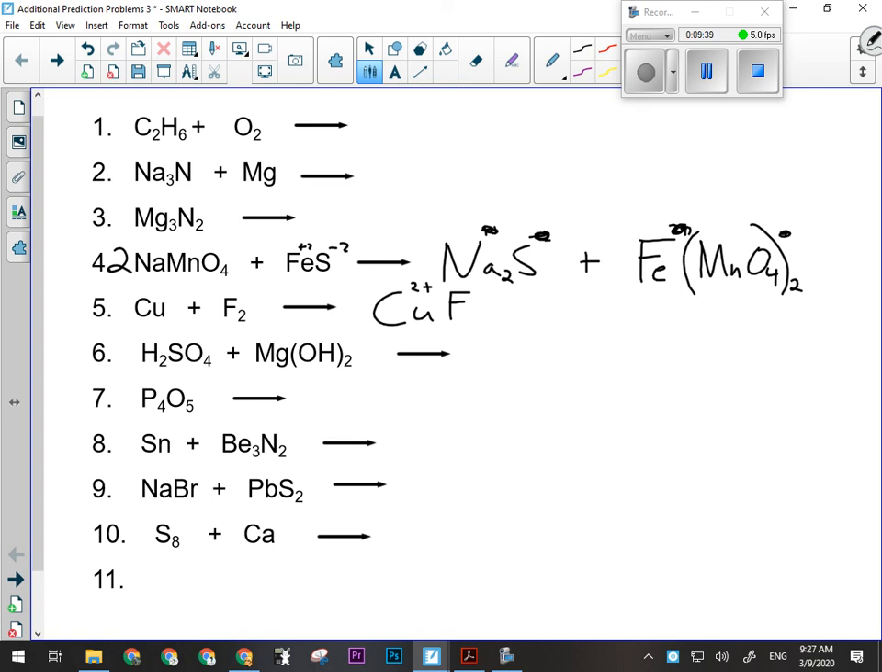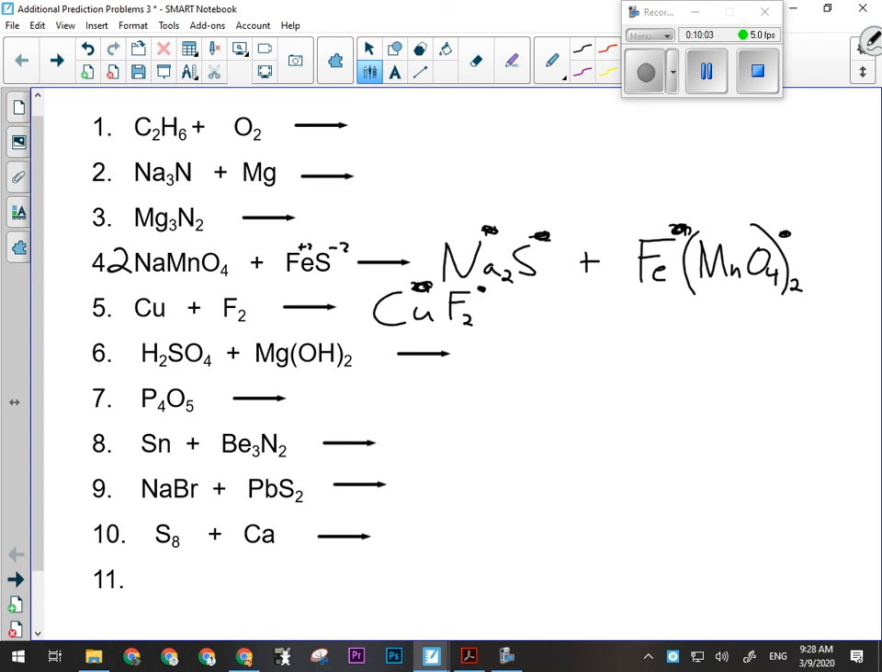All right, so copper 2+, and fluorine is a -1, so when I drop and swap this, I have CuF2, and that means that my reaction then is already balanced. Okay, questions on number 5? So number 5 has that little trick that sometimes comes up with multivalent metals. All right, and then we'll do number 6 here.